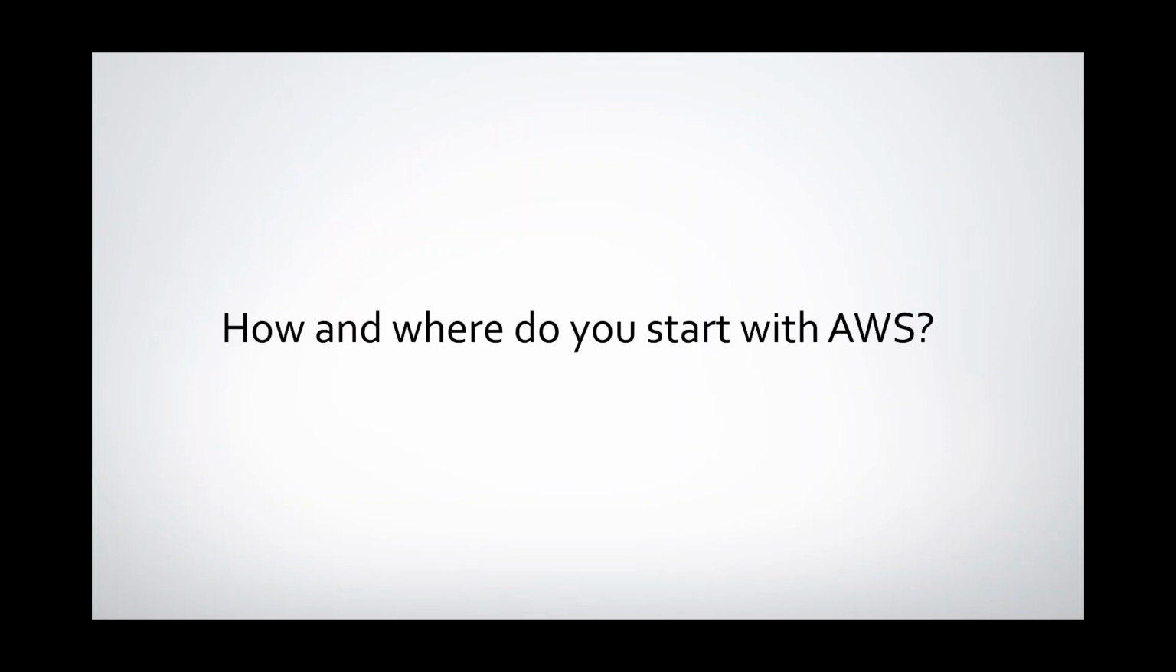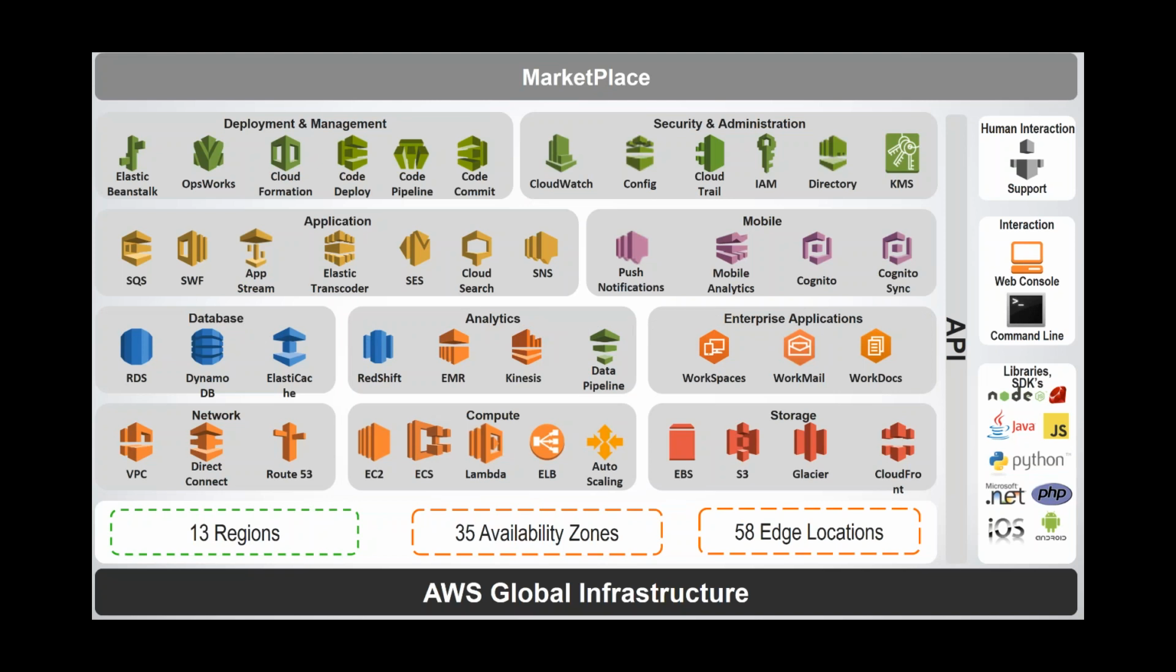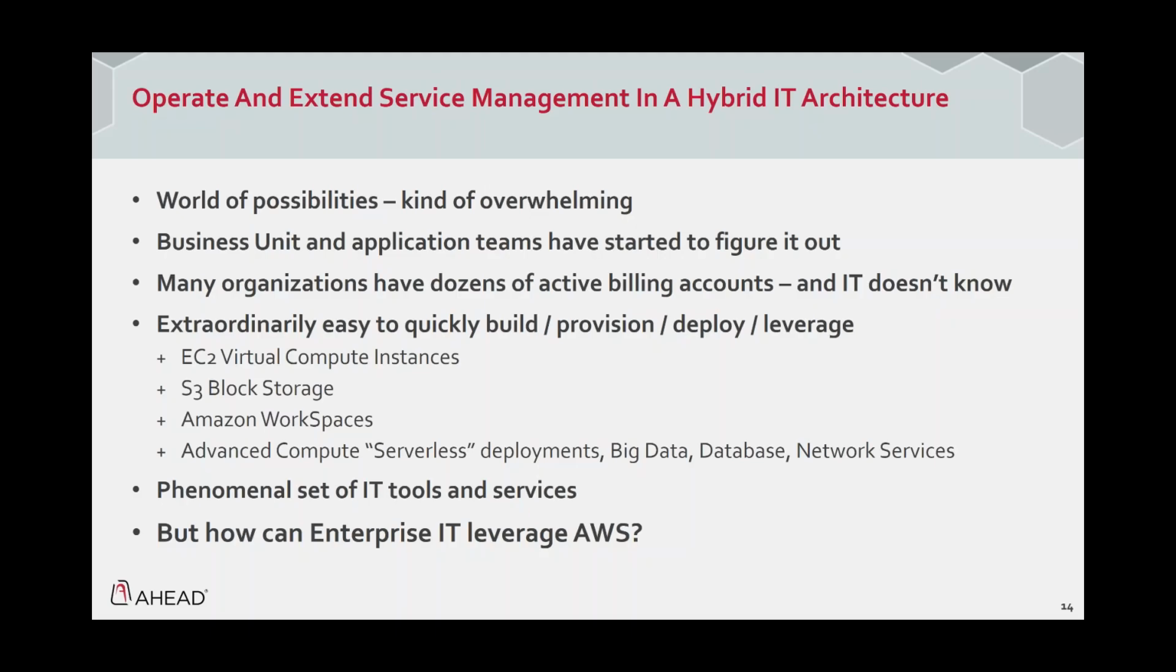So where do you start? It's kind of overwhelming if you look at all the options. A lot of people say, hey, I want to move forward with this cloud thing, but I don't really know how to get started. 13 regions, 35 AZs, 58 edge locations, and all these different microservices and interactions, whether that's SDKs or command line or the GUI. It's definitely a world of possibilities, and you can understand it can be overwhelming if you're not familiar with Amazon and getting started.